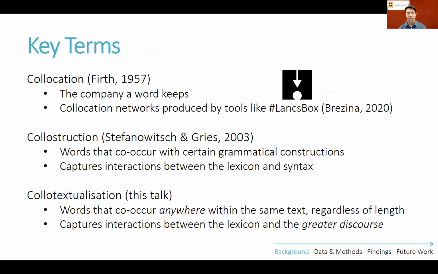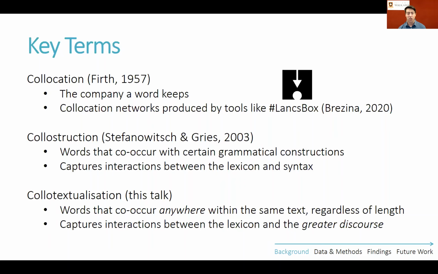So let's define collotextualisation in relation to some existing terms. Collocation can be defined as the company a word keeps. For example, the words collateral and damage often occur together, and then we have words like crystal clear, nuclear family, etc. Collocation networks are sometimes visualized using tools such as GraphColl.